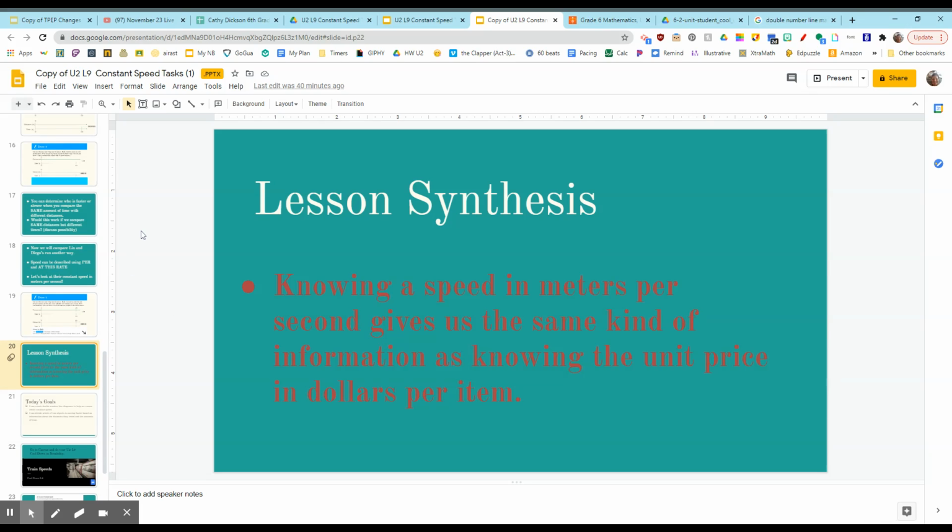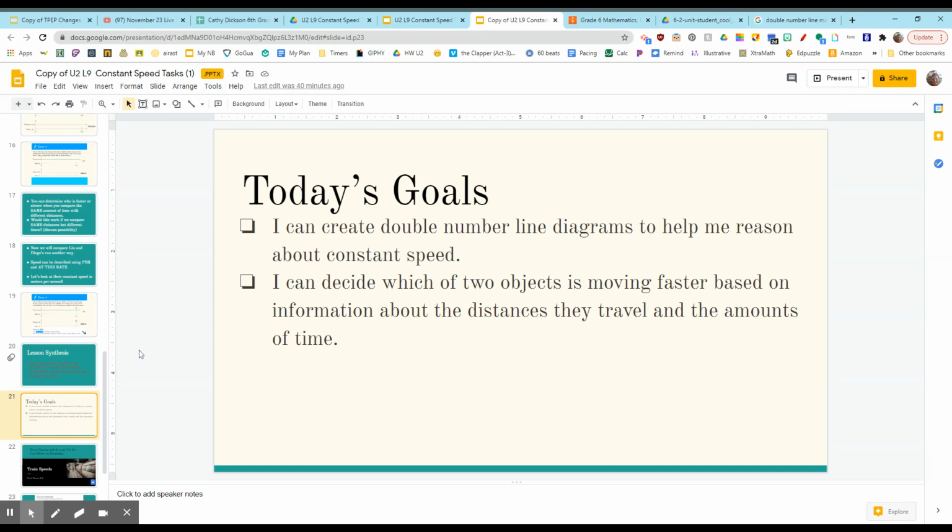So synthesis, knowing a speed in meters per second gives us the same kind of information as knowing the unit price in dollars per item. Our goal was to create double number line diagrams to help reason about constant speed and to be able to decide which of two objects or people is moving faster based on the information about distances they travel and the amounts of time.